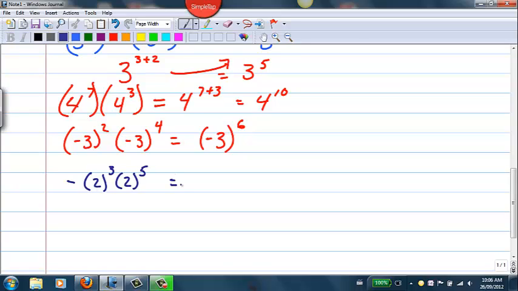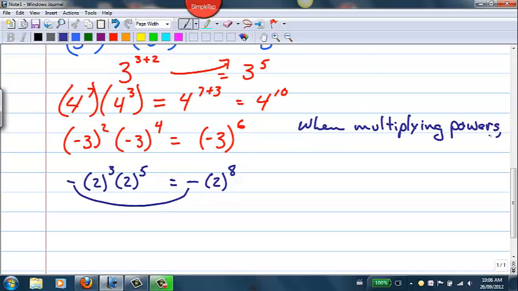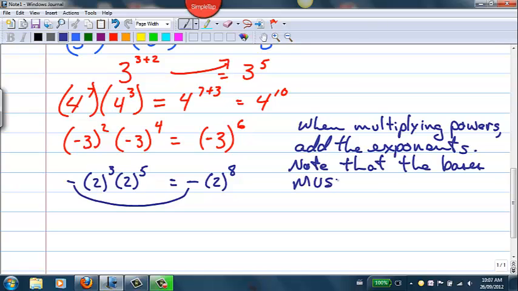Now careful here, if there's a negative sign out in front, that doesn't affect anything. My bases are the 2's. The negative comes out in front. I'm going to get 2 to the 3 plus 5, which gives me negative 2 to the 8. So when multiplying powers, we add the exponents. Note that the bases must be the same.